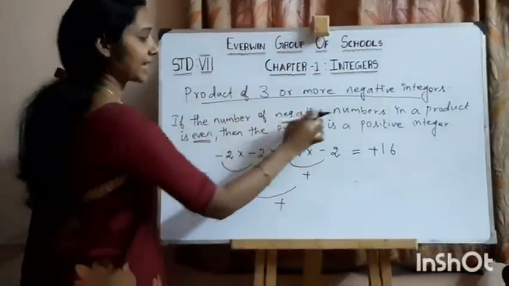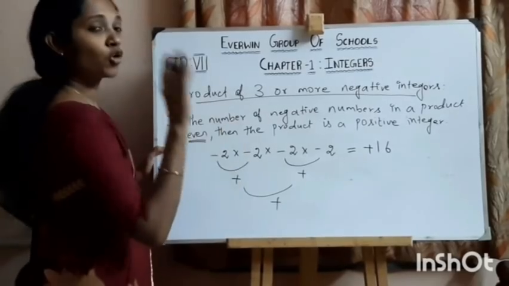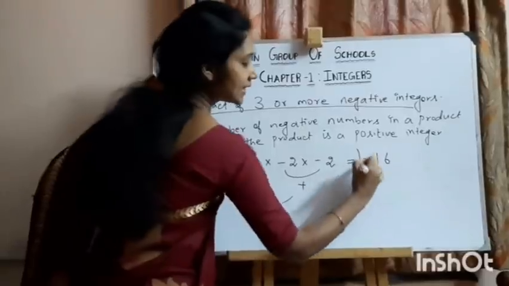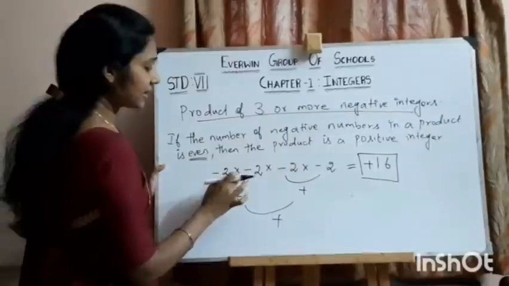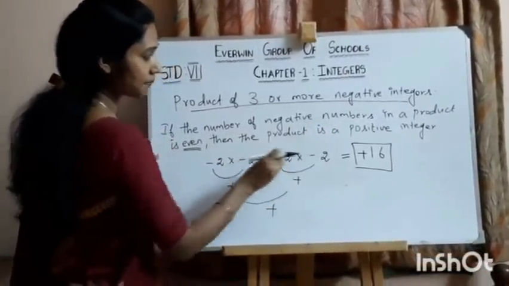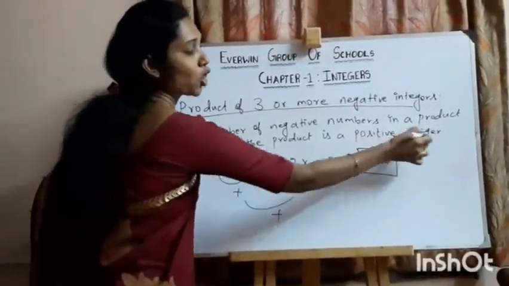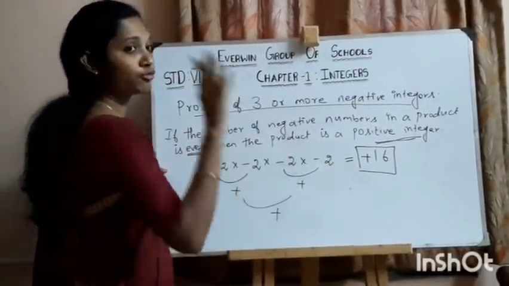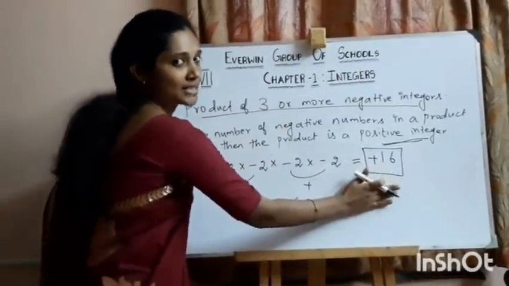If the number of negative numbers in a product is even, in this case, there are 4 negative numbers. 4 is an even number. Then what will be the result? It will be a positive integer. So when we are multiplying negative numbers and their count is even, then the answer will be a positive integer. In this case, we are multiplying minus 2 four times, which is an even number of times. That is equal to a positive integer.